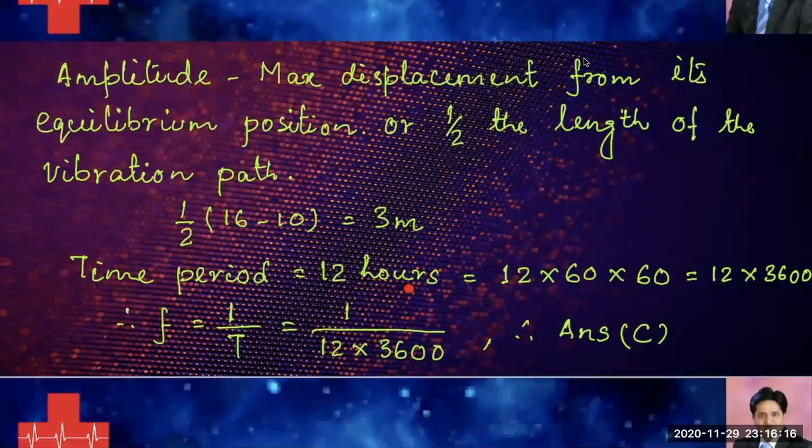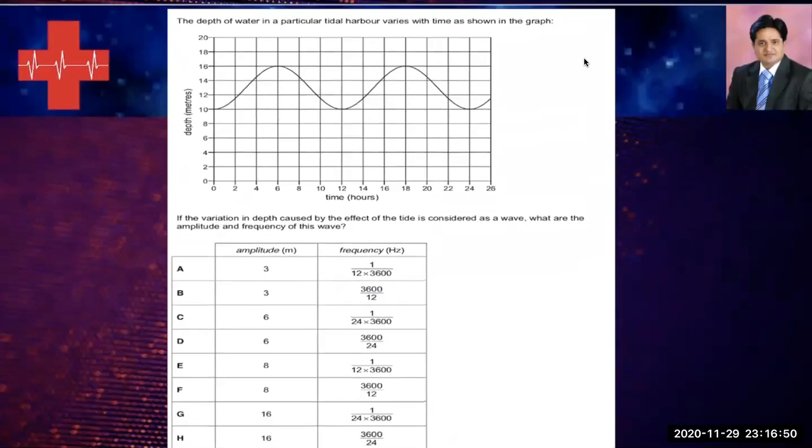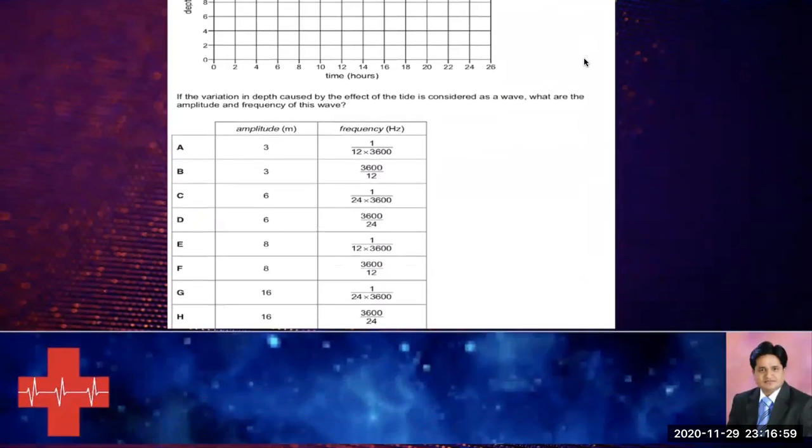If you convert 12 hours into seconds, you would get 12 times 60 times 60, which is 12 times 3,600, because 60 times 60 is equal to 3,600. So when you substitute the time period into the formula, frequency is 1 over time period, you would get 1 divided by 12 times 3,600. So we got our amplitude as 3, and the frequency as 1 divided by 12 multiplied by 3,600. That would give option A, because in option A the amplitude is 3 meters and the frequency is 1 divided by 12 times 3,600.